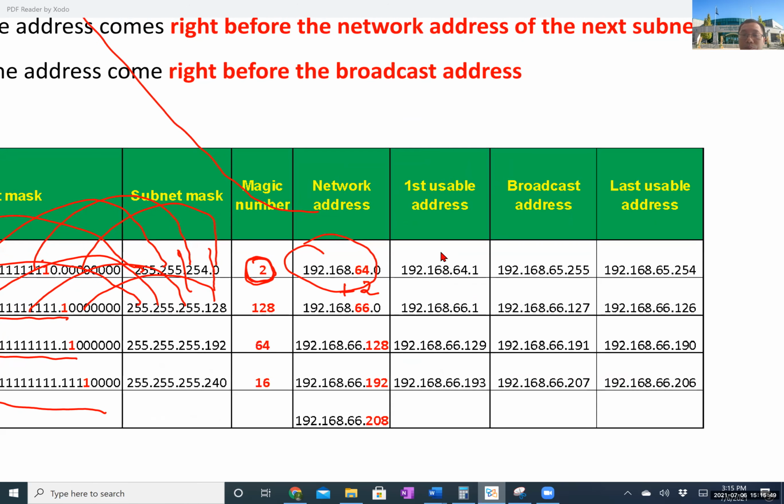All right. So the broadcast address for the first one here is the one that comes right before this one. So that's why you have 192.168.65.255 here. And of course, the first usable address is the one that comes right after the network address. That's why you have 192.168.64.1 here. And the last usable address is the one that comes right before the broadcast address. That's why you have 192.168.65.254 here. So now you're done with the largest one.